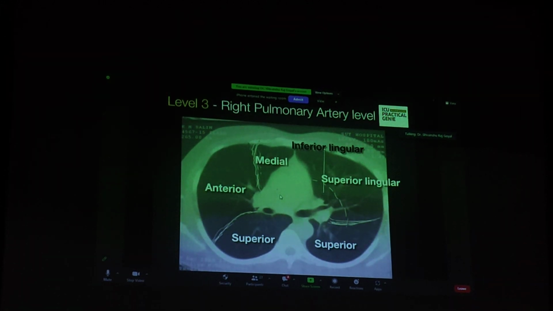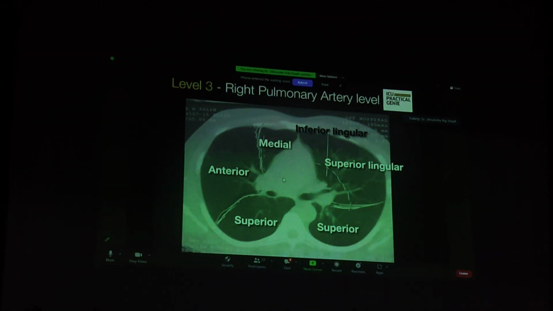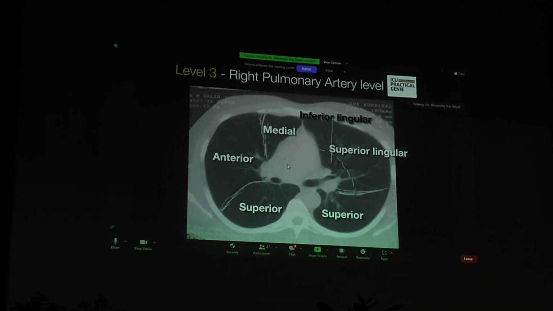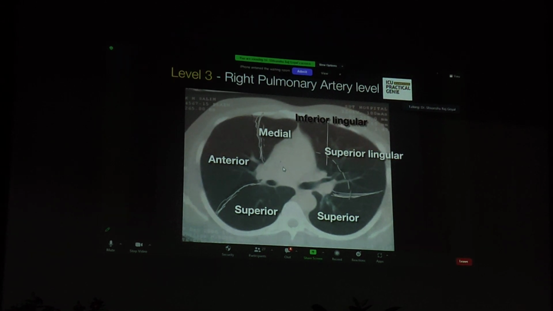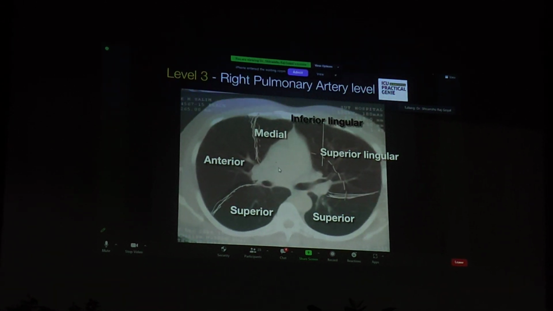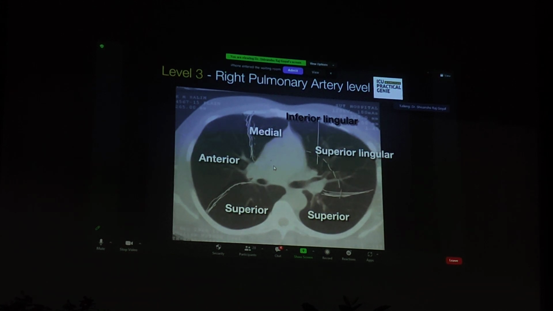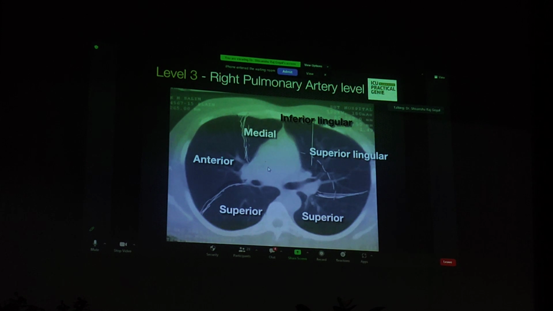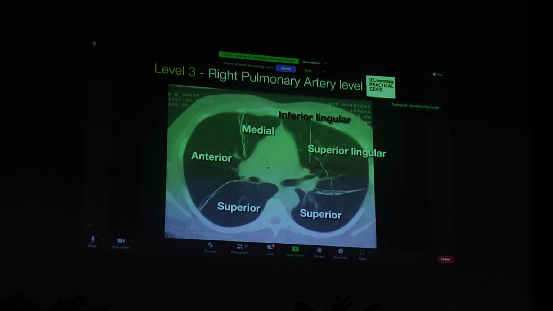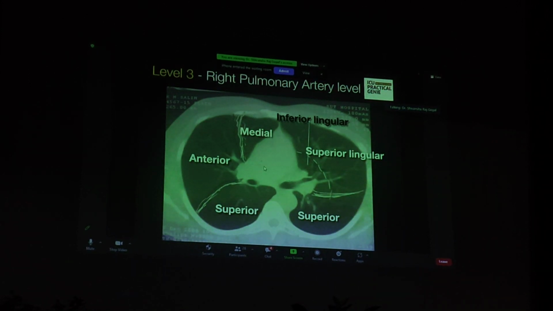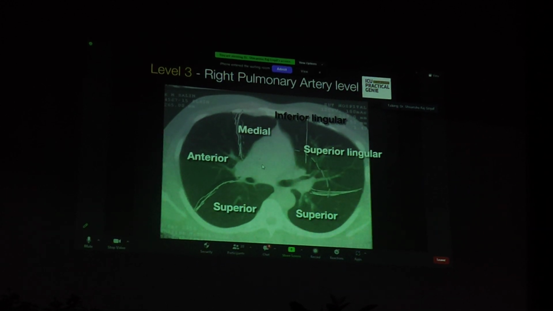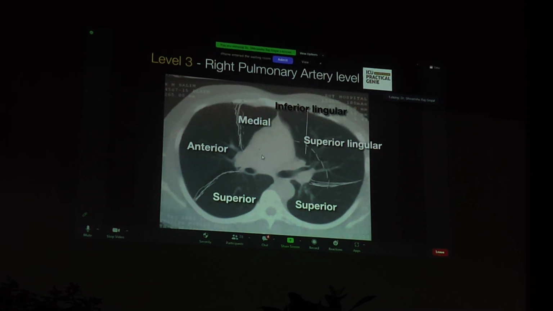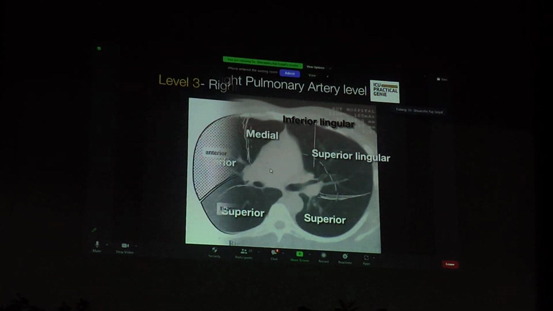Then you come to the right pulmonary artery level, where the right pulmonary artery is visible. Corresponding to that, you only see the anterior segment of the upper lobe. The posterior is already gone, the apical is already gone. Now you start seeing the medial segment of the middle lobe along with the superior segment of the lower lobe. On the left side, you see superior lingula, inferior lingula, and the superior basal. Identifying these structures will give you the findings. Suppose you have a mass or a pneumonia, you know which segment it is in.